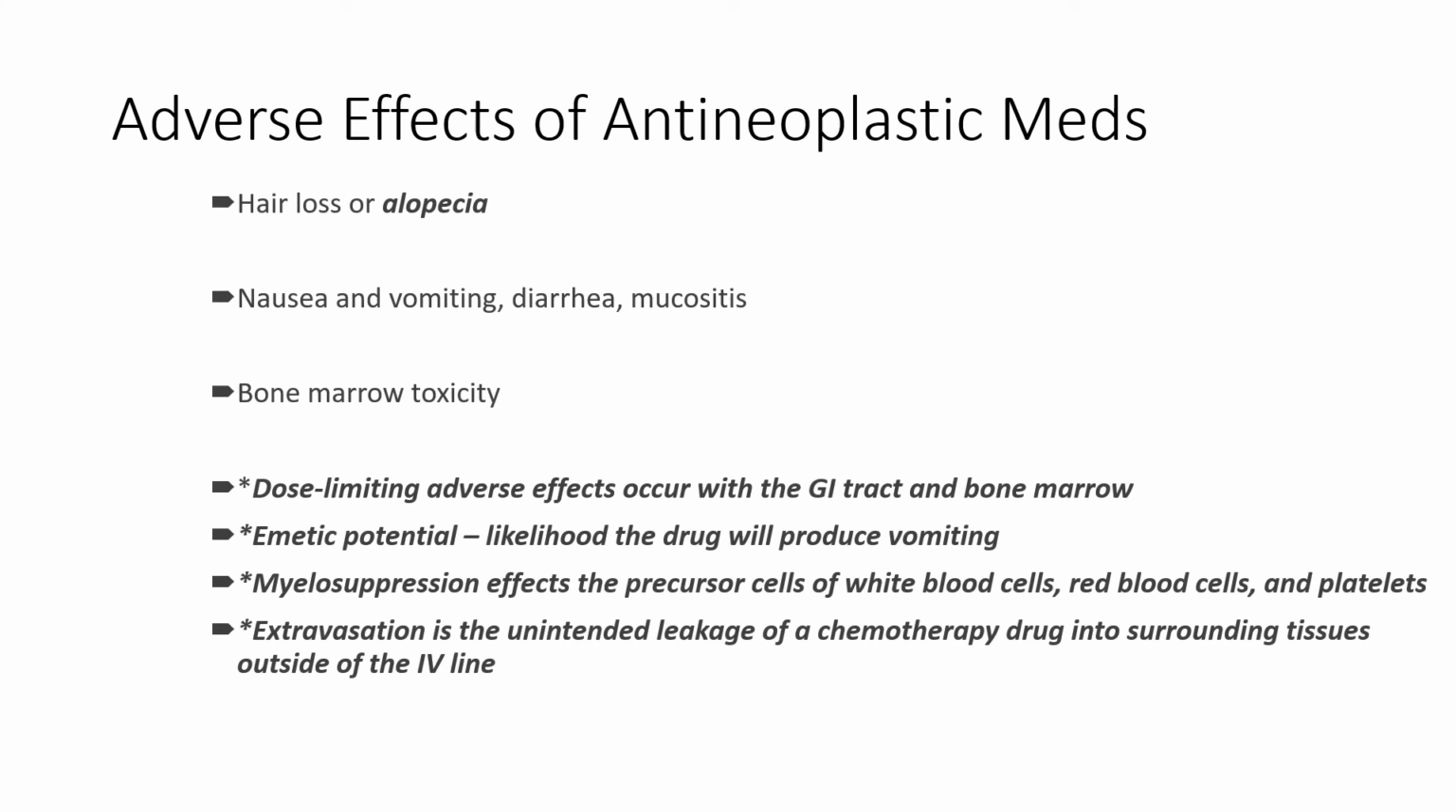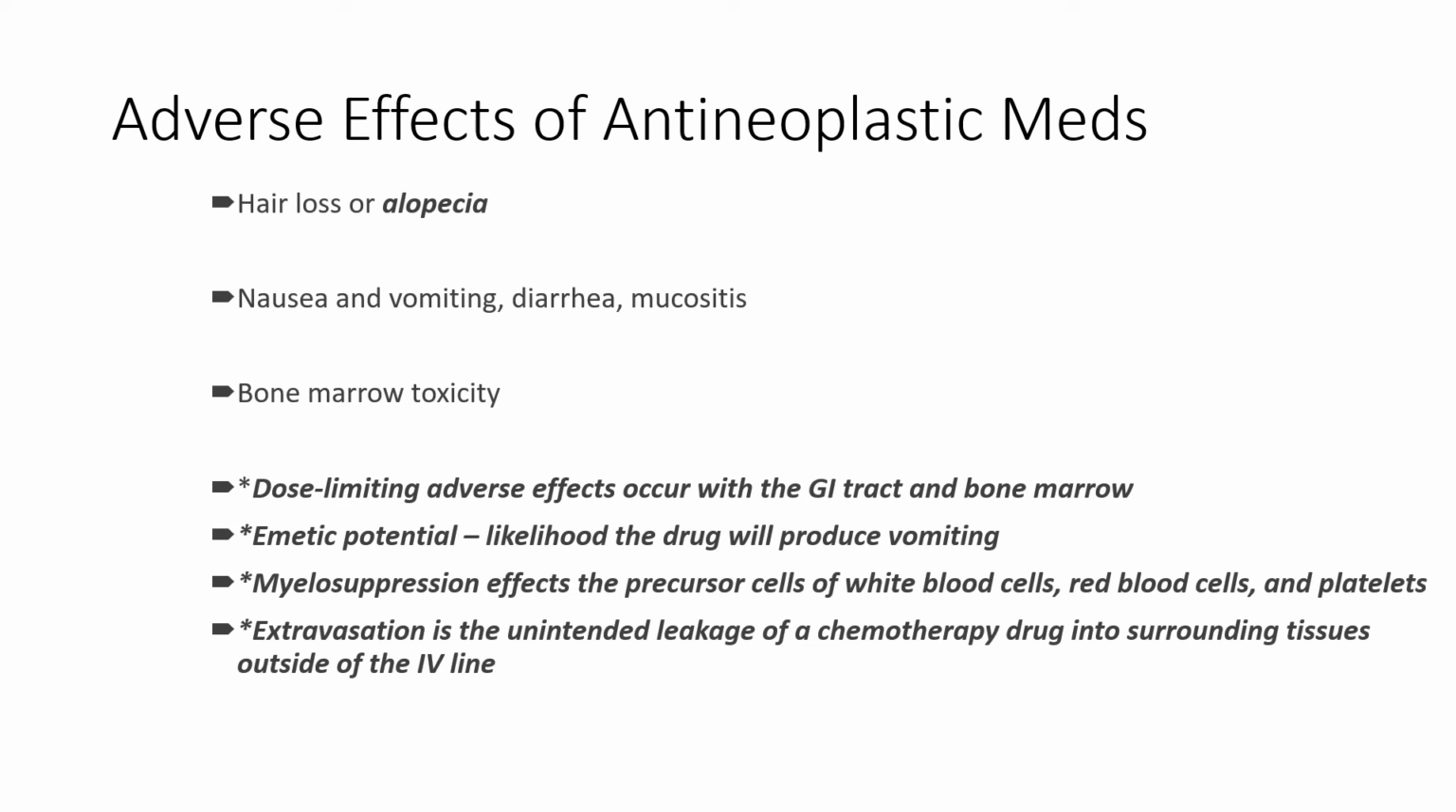So these are side effects of the chemotherapy drugs: hair loss or alopecia, nausea, vomiting, diarrhea, mucositis or stomatitis, and bone marrow suppression or toxicity. This is where I talked about the dose-limiting adverse effects typically occurring with the GI tract and the bone marrow. Some of these drugs are graded by their emetic potential, which is how likely are they to cause nausea and vomiting in the patient.